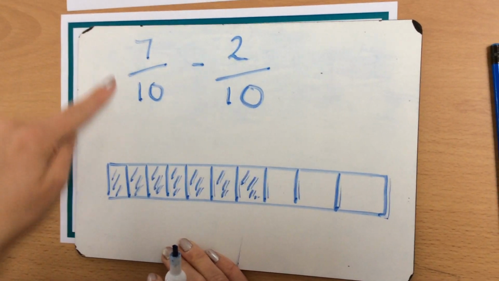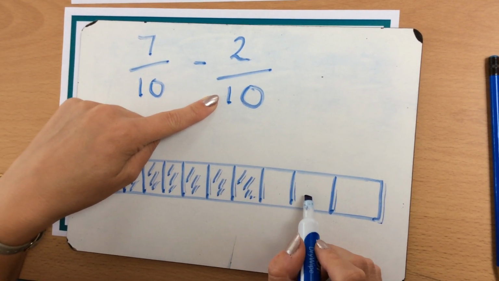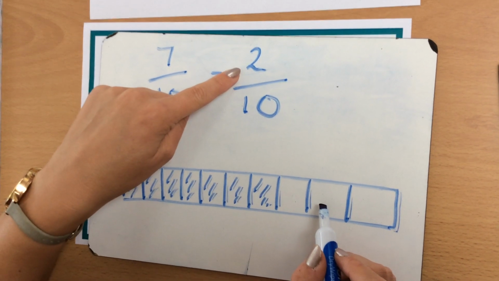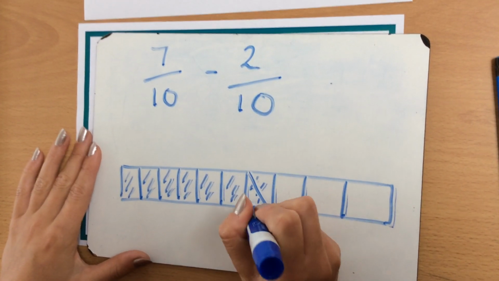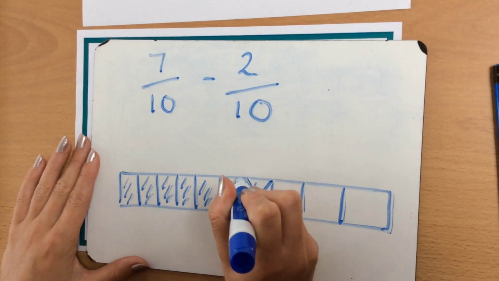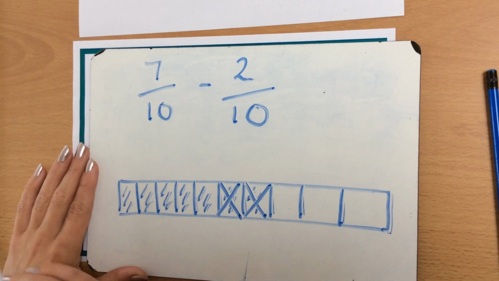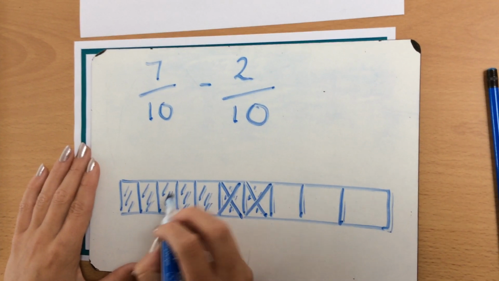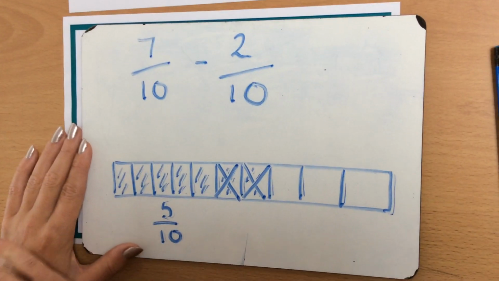Now I've done this first part, what do I now need to do? Do I need to add on 2 more tenths? Well, no, because I'm taking it away. So how many tenths do I need to take away? 2, of course. So I'm going to put 1 big cross here and 1 big cross here. So how many tenths am I left with? Now let's count. 1, 2, 3, 4, 5. So I'm left with 5 tenths here.